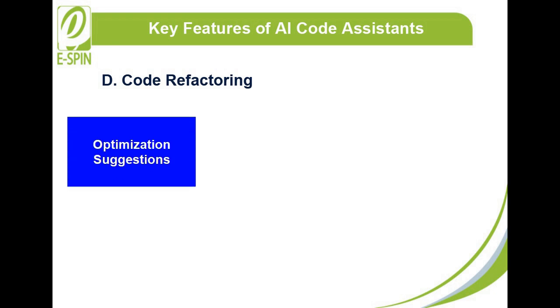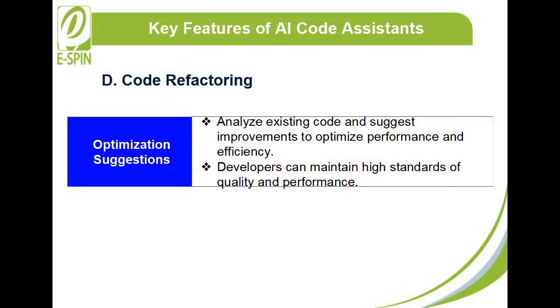Optimization suggestions. AI code assistants can analyze existing code and suggest improvements to optimize performance and efficiency. This might include recommendations for optimizing loops, reducing unnecessary computations, or improving memory usage. The assistant's suggestions are based on best practices and can help ensure that the code is not only functional but also efficient and scalable. By continuously refining the code, developers can maintain high standards of quality and performance throughout the project.